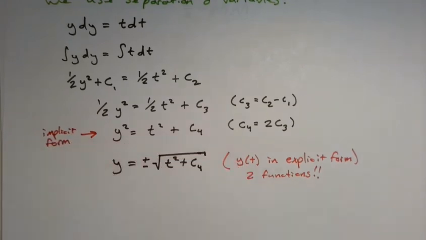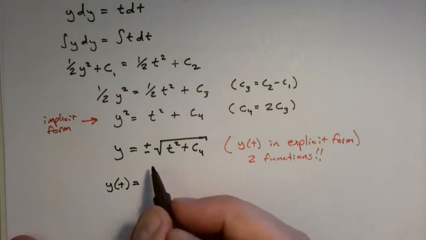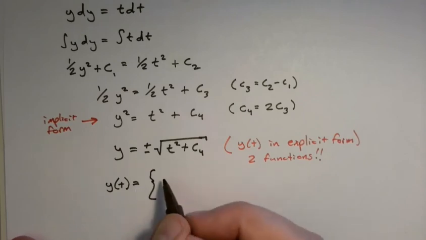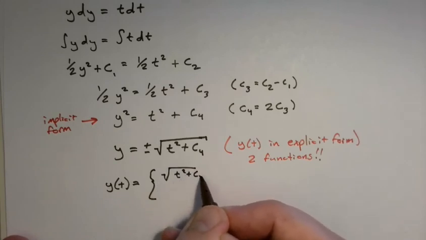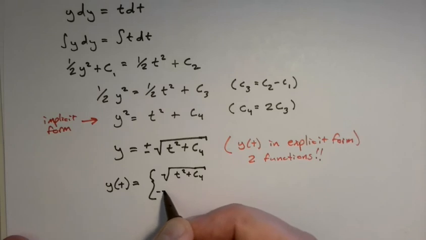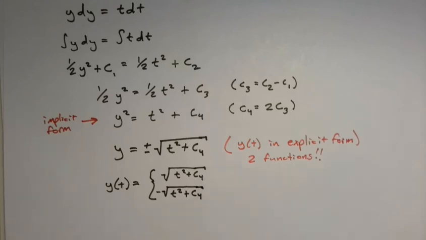Right? And you don't have to write multiple solutions there. That is 100% correct. But oftentimes we want it to be in terms of y of t. The other way we could write it, if you really wanted to, would be to say y of t equals, and then write it kind of as a piecewise function, or actually just a collection of two functions. It's both the positive root, t squared plus c4, but it's also the negative root, t squared plus c4. So it's technically two functions there.